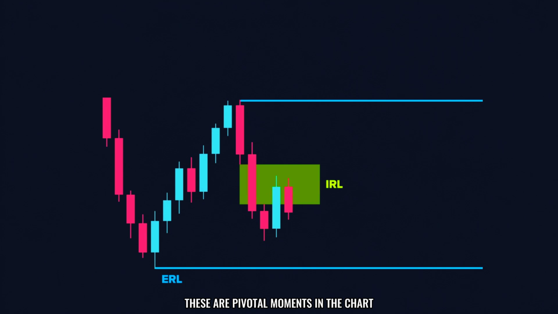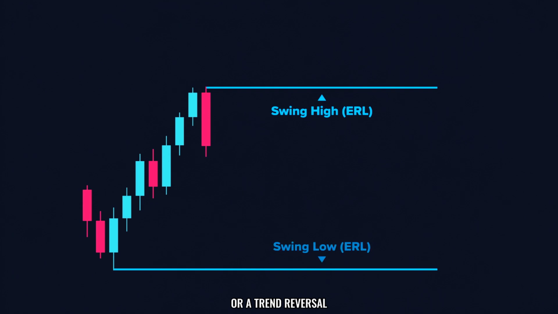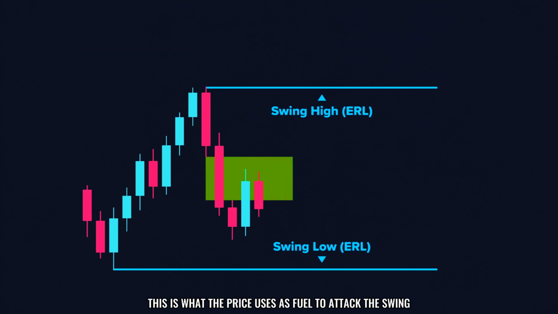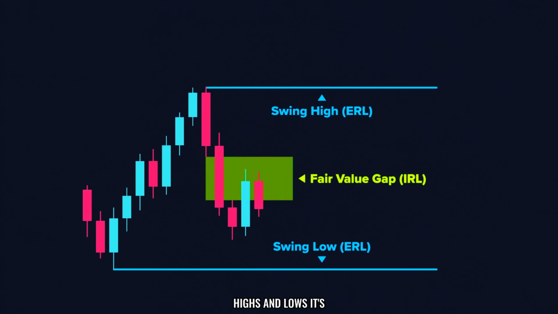These are pivotal moments in the chart because they either result in a trend continuation or a trend reversal in the form of liquidity runs and liquidity sweeps, which we will be covering further into the video. The other form of liquidity is internal range liquidity, which is just another name for fair value gaps, FVGs. This is what the price uses as fuel to attack the swing highs and lows. It's important that you pay attention to how the price interacts with both forms of liquidity, because together they will tell you which direction the market is going to move.